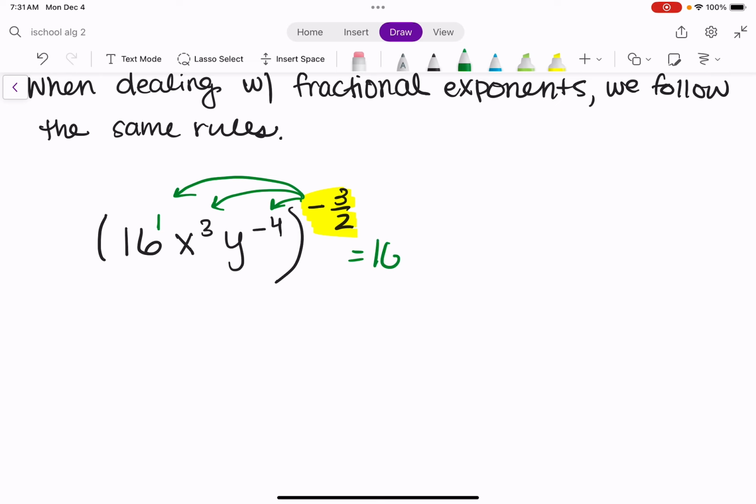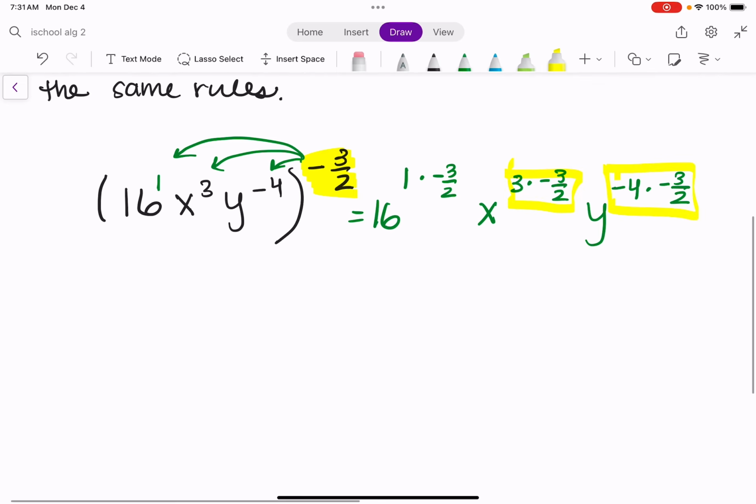So we're going to have 16 to the power of 1 times negative 3 over 2. I'm going to have x to the power of 3 times negative 3 over 2, and y to the power of negative 4 times negative 3 over 2. These are now the things that, if you don't know how to multiply fractions, you can put them in your calculator, and that'll tell you what the exponent simplifies to.